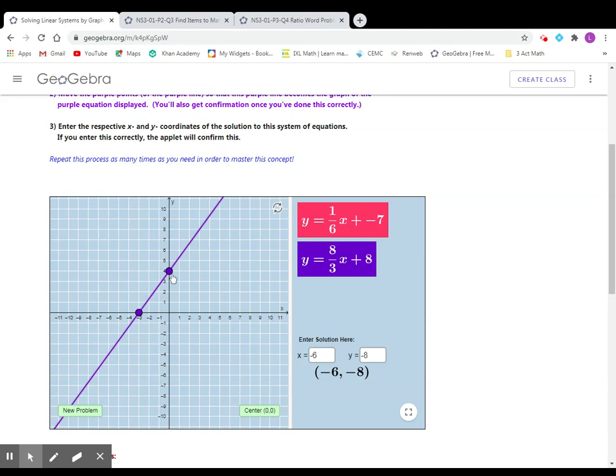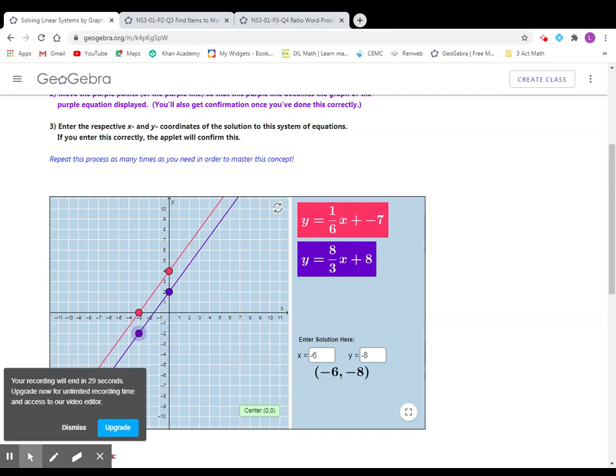So hopefully, taking a good look at these graphing examples, you have a better understanding of how you can find solutions from systems of equations by graphing, and also those different situations where sometimes you have no solution because lines just don't overlap, or you do have an infinite number of solutions because they do overlap.